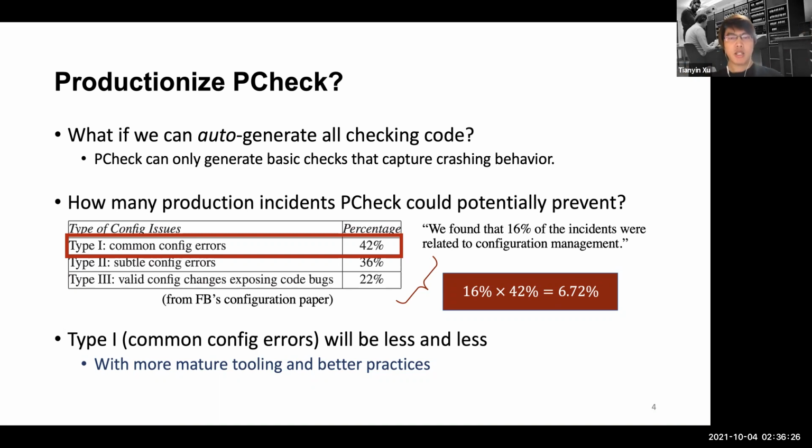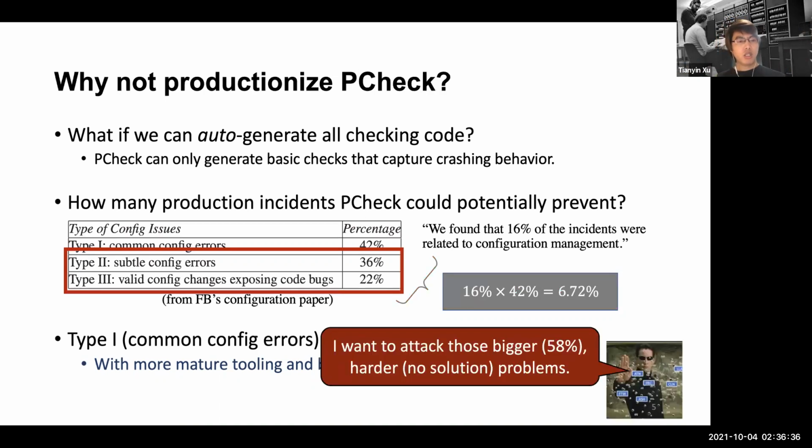At this point, I feel that pushing hard on this p-check direction is not that exciting, at least to me. Instead, I really want to work on the type 2 and type 3 kinds of bad configs, because they excite me: they are bigger in terms of percentage and also harder to deal with. And at the time, there is no technique which can effectively detect those types of bad configs. So I want to work on that.